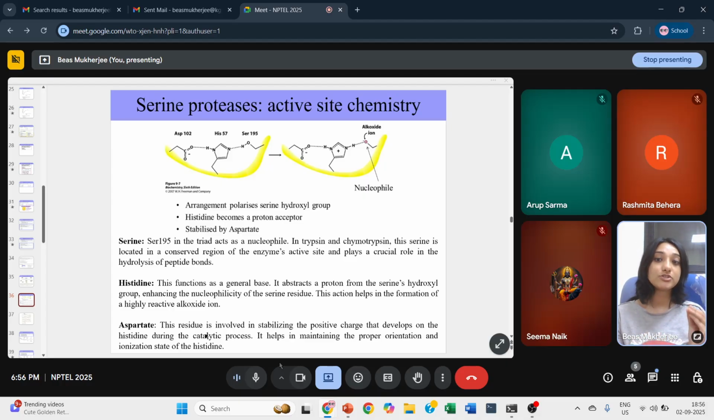Now histidine, this functions as a general base. So that means it abstracts a proton from the serine's hydroxyl group, enhancing the nucleophilicity of the serine residue. This action helps in the formation of a highly reactive alkoxide ion, the one that you see in the right side figure. That alkoxide ion is formed and it is highly nucleophilic. Aspartate residue helps in stabilizing the positive charge that develops on the histidine during this catalytic process. It helps in maintaining the proper orientation and ionization state of the histidine.